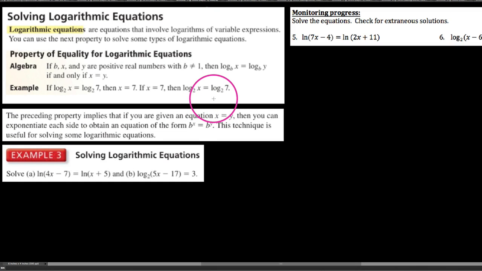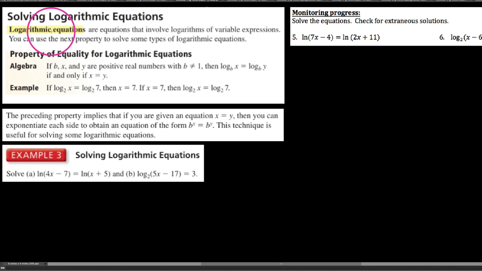Okay, YouTube, in this video we're going to start to explore how to solve logarithmic equations. That is to say, in the last 3 videos we've solved some exponential equations. In this video we're going to look at logarithmic equations. So let's start by talking about what a logarithmic equation is and how it's similar to solving exponential equations in the first place.